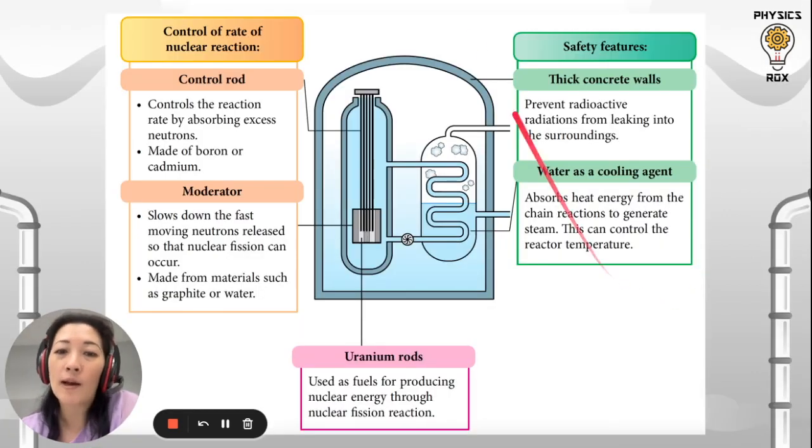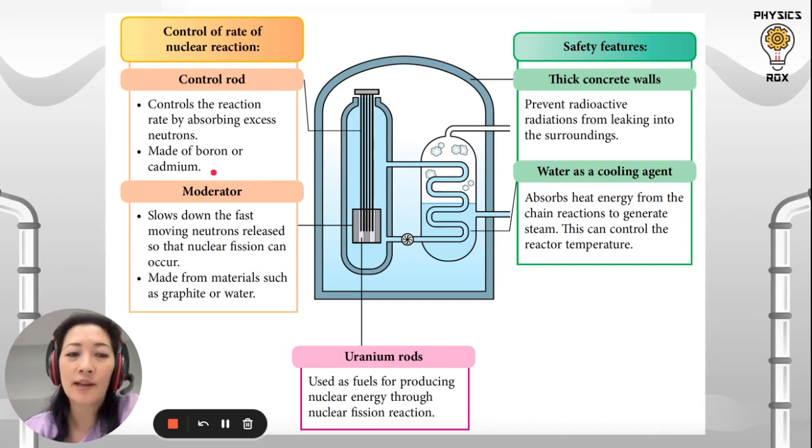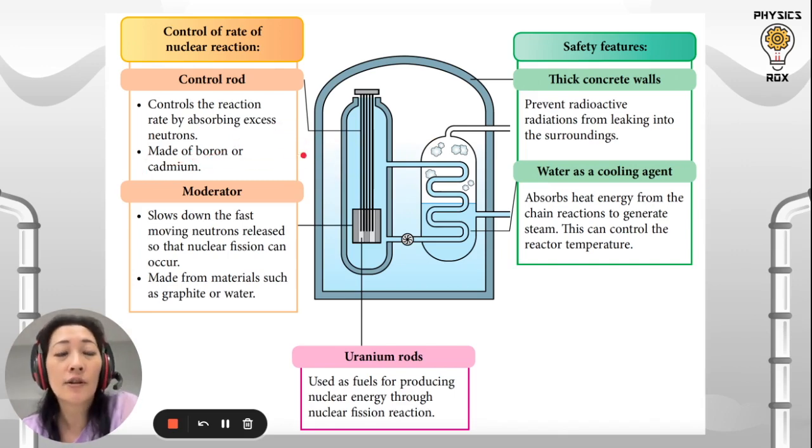So generally, what's going on in the nuclear reactor is this. As mentioned, we have the control rods, which are usually made of boron or cadmium. The more common one is boron, so that's why in most cases we just call it the boron control rod. But yes, they can also be made out of cadmium. It controls the reaction rate by absorbing the excess neutrons. These rods can be controlled to move up or down.